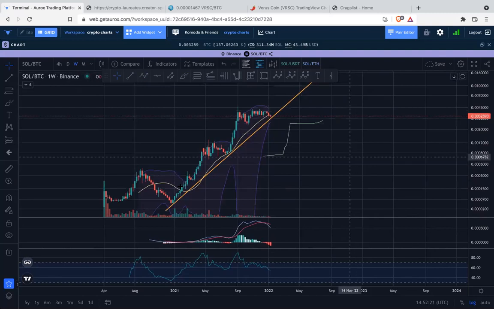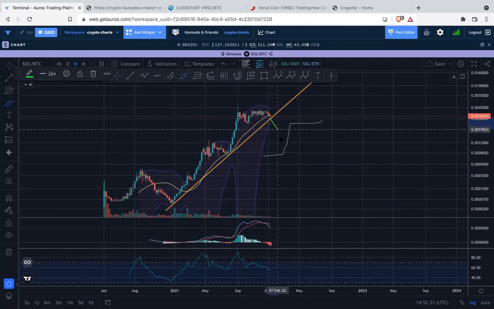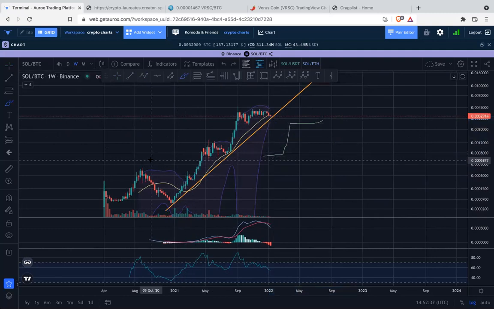However, again, the main concern is this big trend line. As soon as we start breaking below it, all bets are off. Anything could happen, really. And most likely, what could happen is a significant dump, and then figure out where to go from there. Anyway, that's the Solana price chart against BTC.